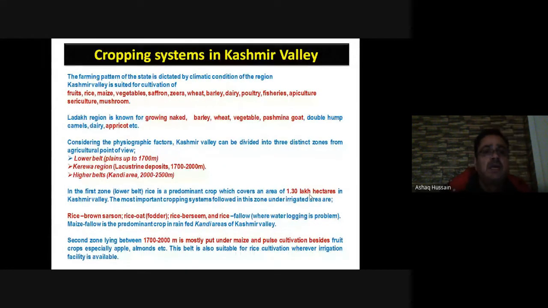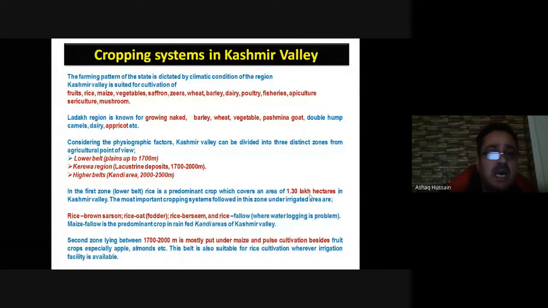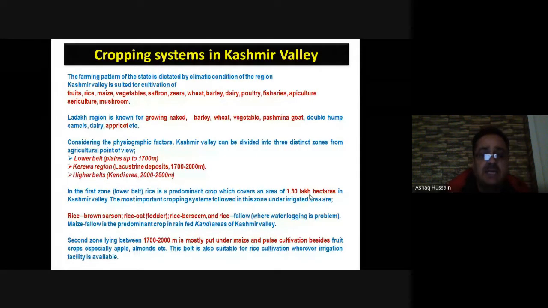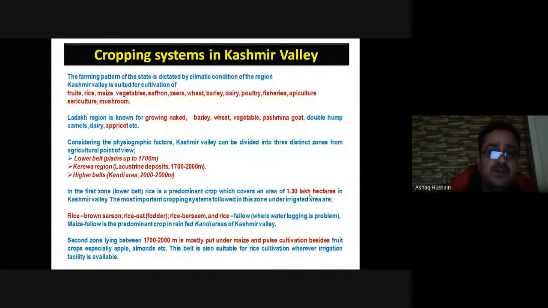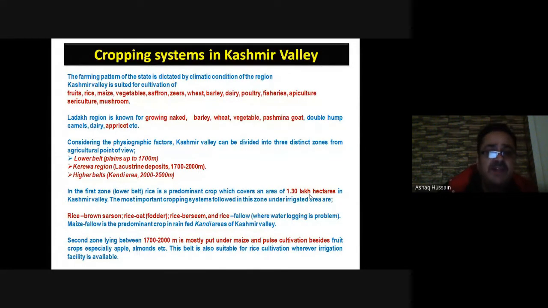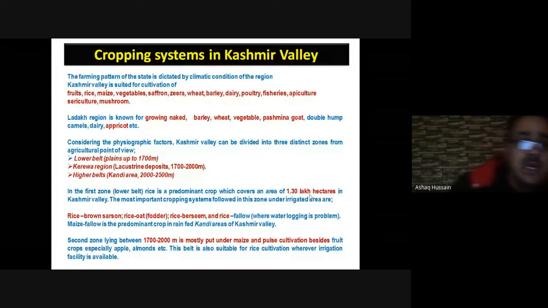Then moving to the physiographic factors, we have three essential subdivisions of Kashmir. Geographically, the lower belt extends to an altitude of 1700 meters. Then the Karewa region, these are lacustrine soils, just foothills, which range in altitude from 1700 meters to 2000 meters. Then the higher belts, which are Kandi areas, very cold areas, range in altitude from 2000 meters to 2500 meters.